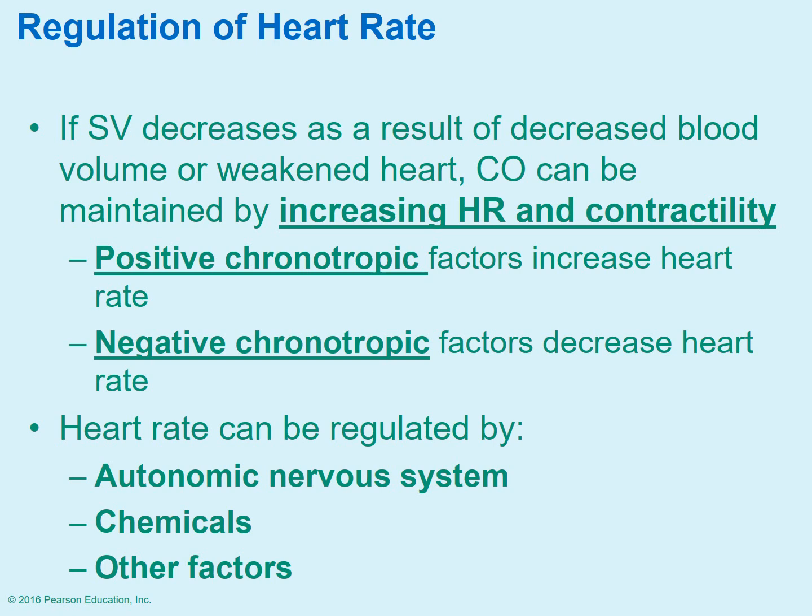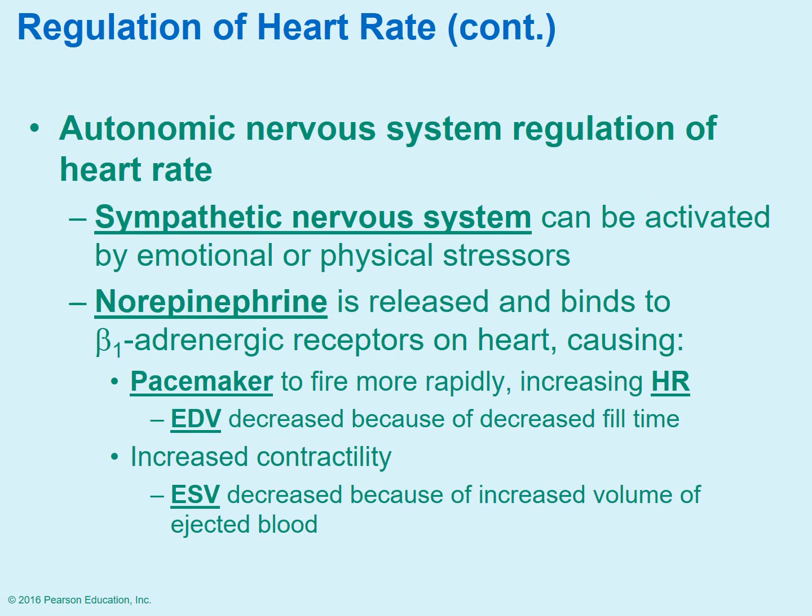If the stroke volume decreases because there's been a decrease in the blood volume or there's a weakened heart, the cardiac output can be maintained well by increasing the heart rate and increasing contractility. So there are different things that can affect this. Positive factors will increase the heart rate, negatives are going to decrease the heart rate. Now, heart rate can be monitored by many different things. The autonomic nervous system is going to be monitoring it, as well as various chemical factors.